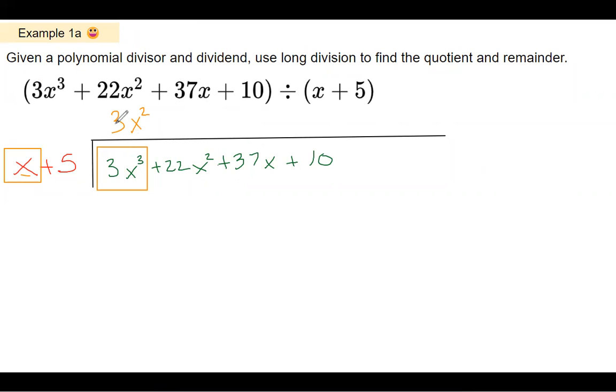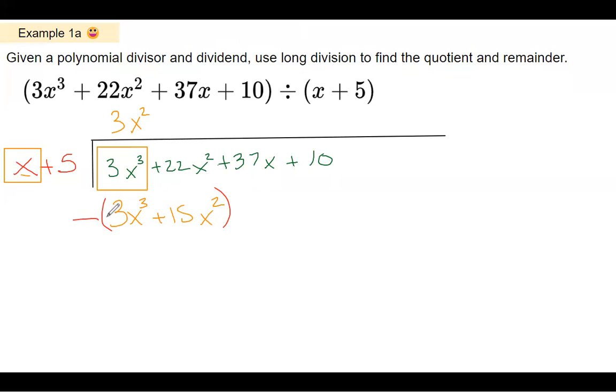Here it goes. 3x to the power of 2 times x is 3x to the power of 3. And 3x to the power of 2 times 5 is what? Plus 15x to the power of beautiful 2. Now, what are we doing with this right here? What did we do with the 8? I mean, the 16. You subtracted it. So we have to make sure it's being subtracted. So the entire term subtracted.